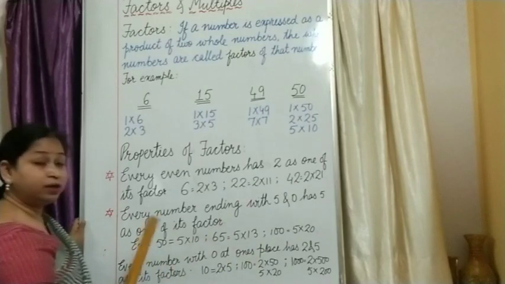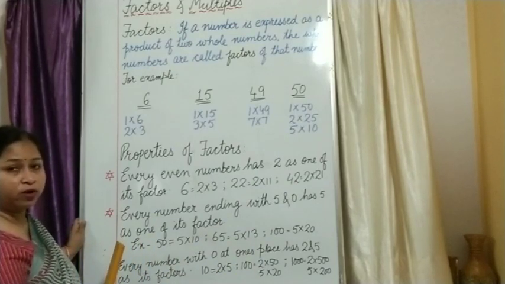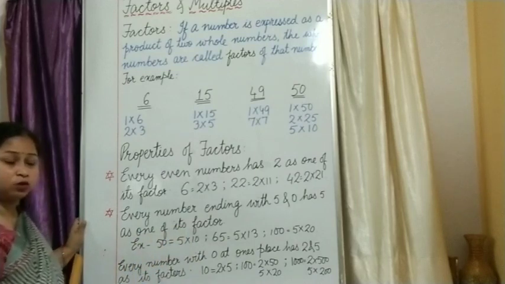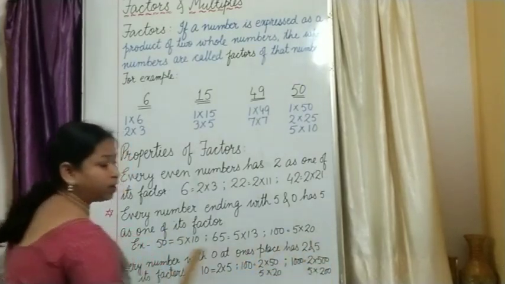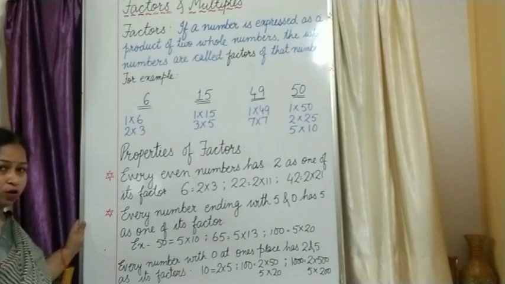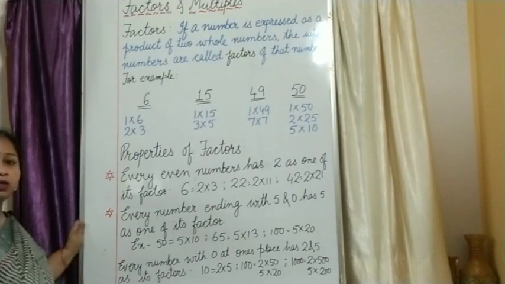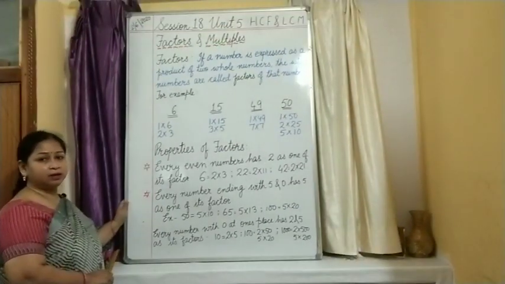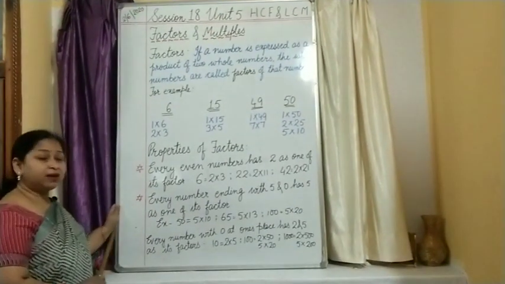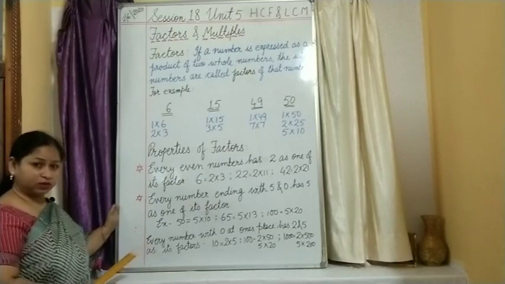Okay, 1000, it again ends with a 0. So whether 2 and 5 are the factors or not, let us check. 2 multiplied by 500 or 5 multiplied by 200. So I hope that all these properties are clear to you all. So if all these properties are clear, now let us get into the exercise.